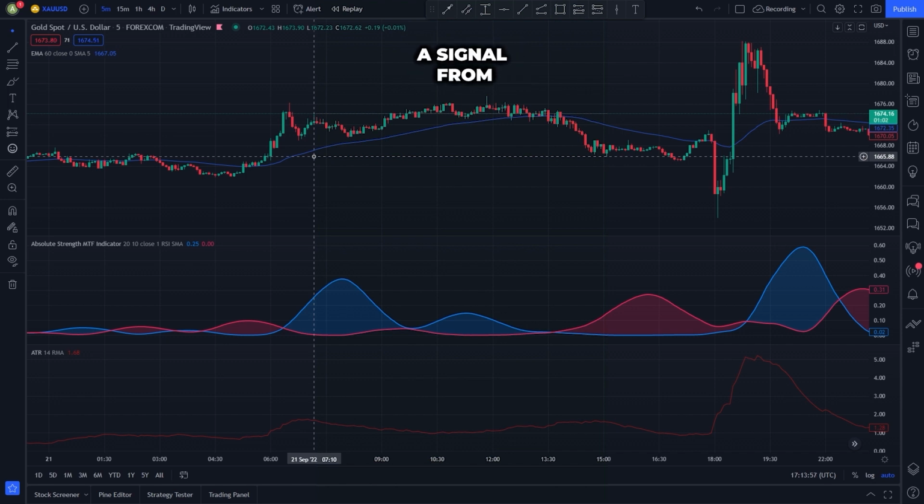Also, if we have a signal from our main indicator to go short, but the price is sitting above the moving average, we are going to have to wait for the price to go under the moving average and close under it to enter a trade. Let me show you some examples of how this strategy works.